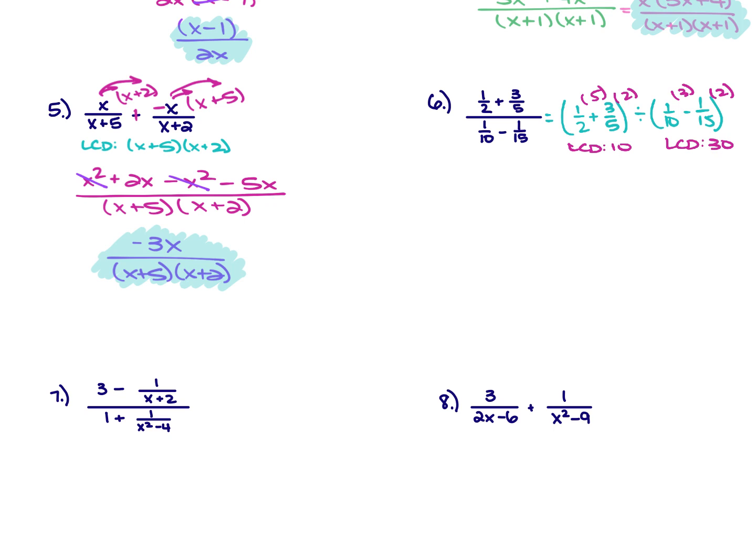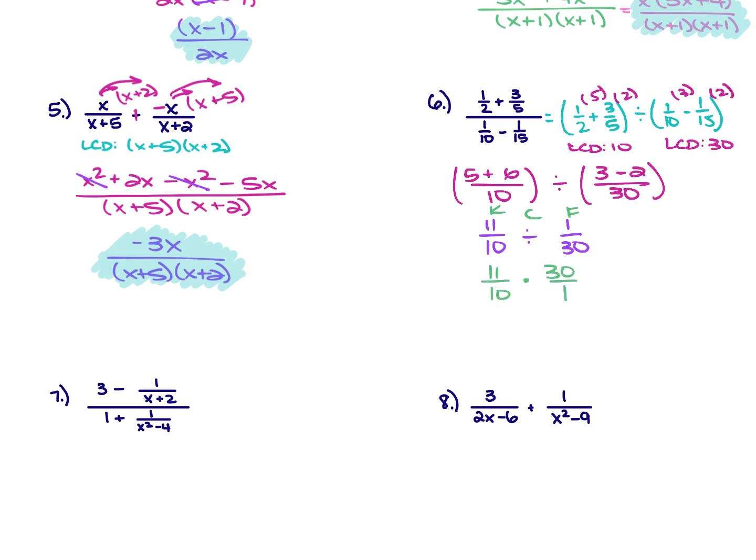So this is going to turn into 5 plus 6 all over 10 divided by 3 minus 2 all over 30. The 5 plus 6 is 11 over 10 divided by 3 minus 2, which is 1 over 30. So we keep, change, flip, and that gives us 11 over 10 times 30 over 1. We can cross simplify the 10 and the 30 to become 1 and 3. So this is just 11 times 3, which is 33.